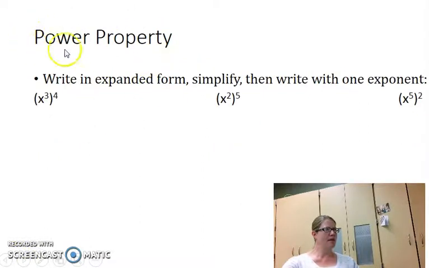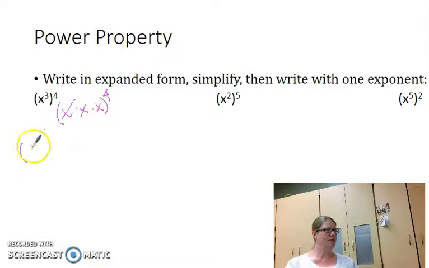So now we're going to talk about what's called the power property. So notice here that we have an exponent, and that exponent is raised to another power. So the power property is going to be what? What do we do if we have an exponent raised to another exponent? Well, if I have x to the 3rd power, I know that means x times x times x, 3 times. But then that's also raised again to the 4th power, right? So basically, I have these 3 x's multiplied by themselves 4 times.